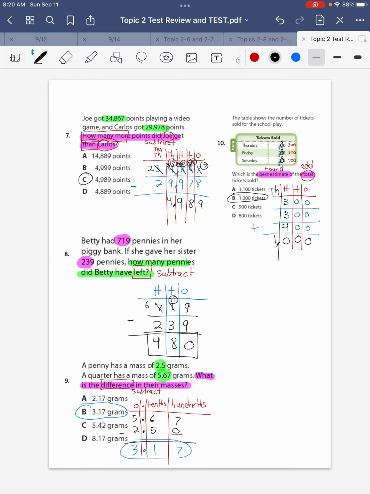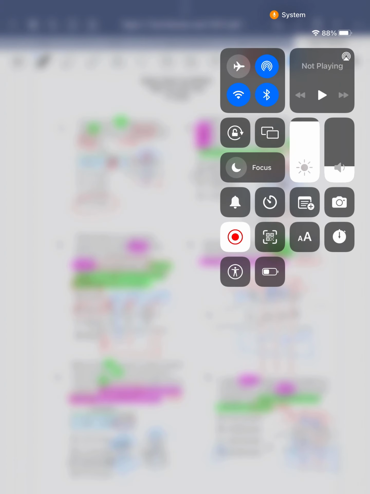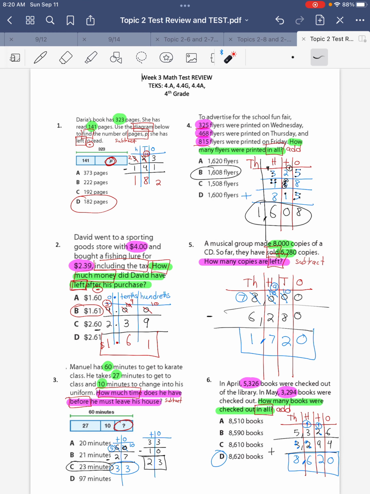Okay, and that is the review. Just a reminder, boys and girls, when you're adding, subtracting, please do your PVC chart so your numbers are aligned.